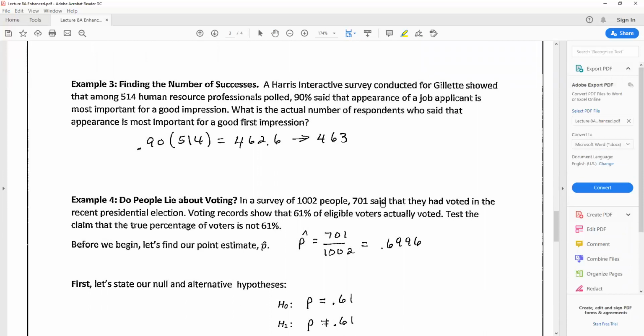Example 3, finding the number of successes. A Harris Interactive survey conducted for Gillette showed that among 514 human resource professionals polled, 90% said that appearance of a job applicant is most important for a good impression. What is the actual number of respondents who said that appearance is most important for a good first impression? Well, if 90% said that appearance is important, and we have 514 people surveyed, then 90% of 514 would give us 463 people after we round up.